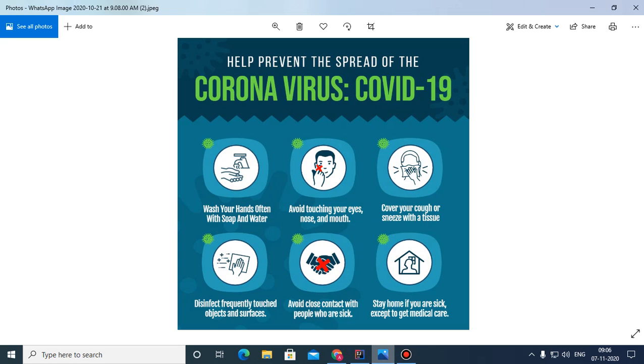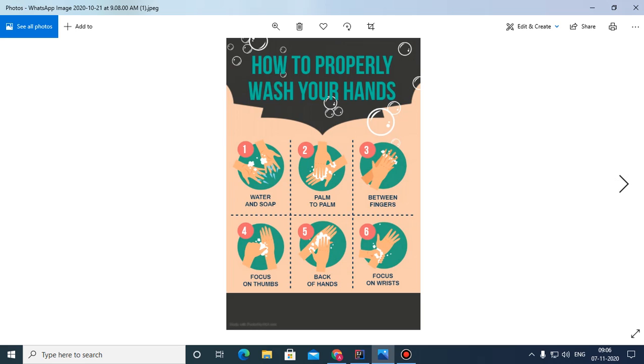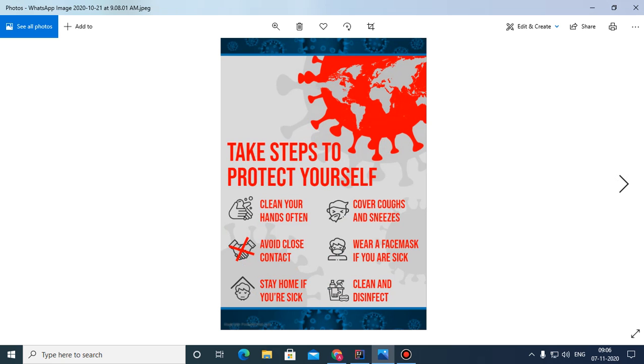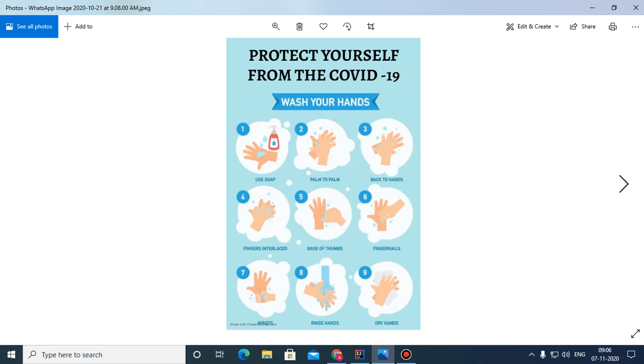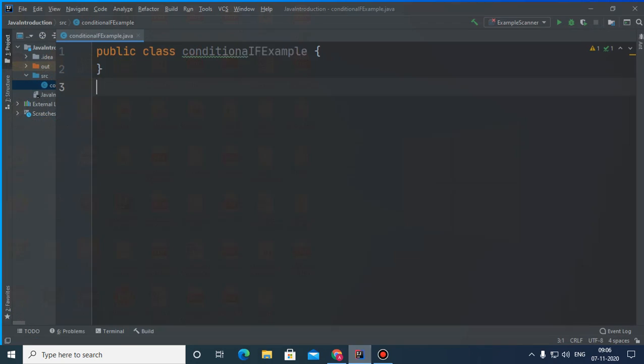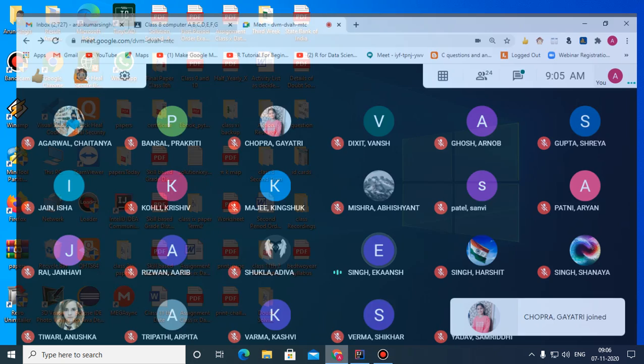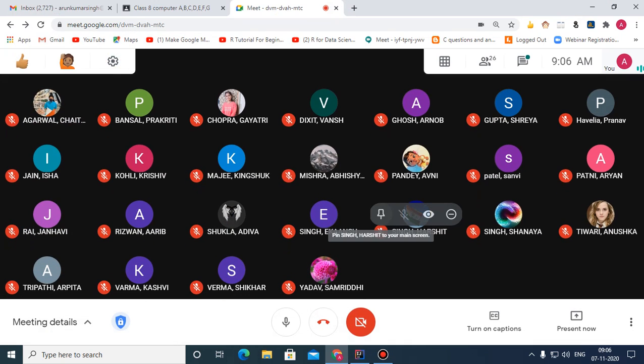Avoid close contact with people who are sick and stay home if you are sick, except to get medical care. And this is the proper way of washing your hand. I hope everybody knows this and take these steps to protect yourself. And it is required that you should teach your elders, your neighbors, your relatives, and spread this awareness in your society, in your community in which you live.